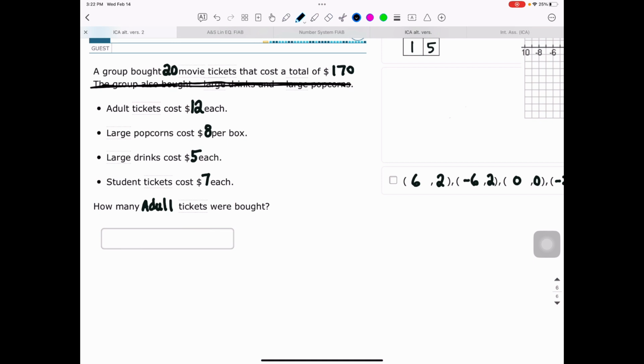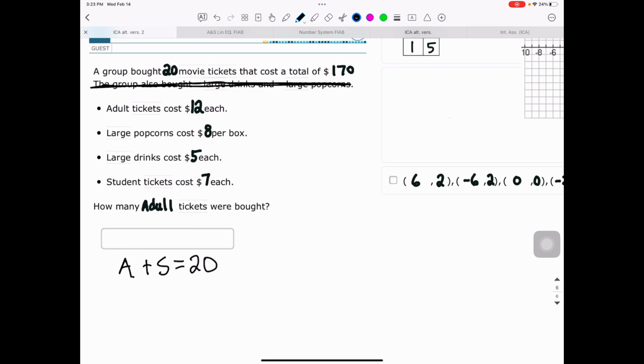Okay, here's what we know. We know there were a certain amount of adult tickets. We'll call them A. We know there were a certain amount of student tickets. We'll call those S's. If you add the adult tickets plus the student tickets, we know that there were 20 tickets sold. So A plus S, adults plus students, equals 20. Okay, now that's just for people.